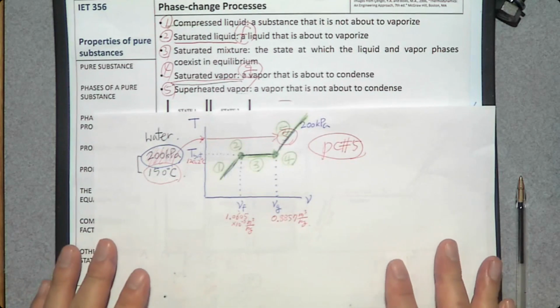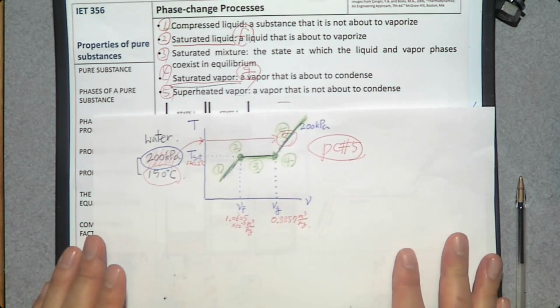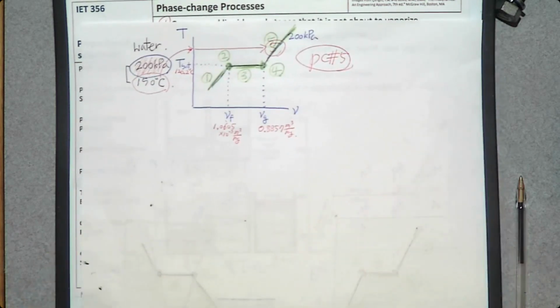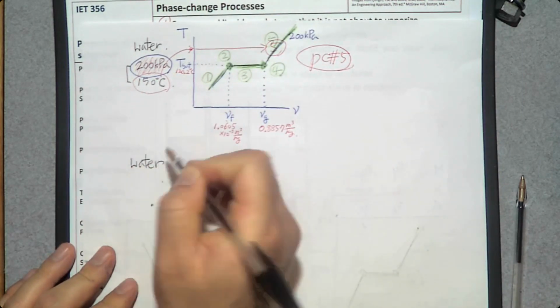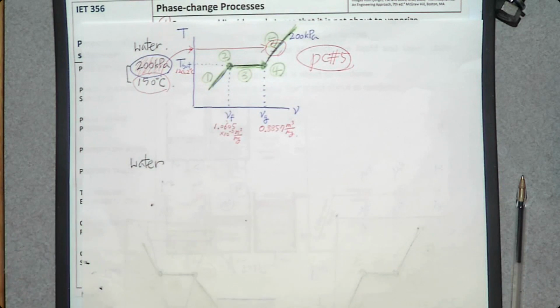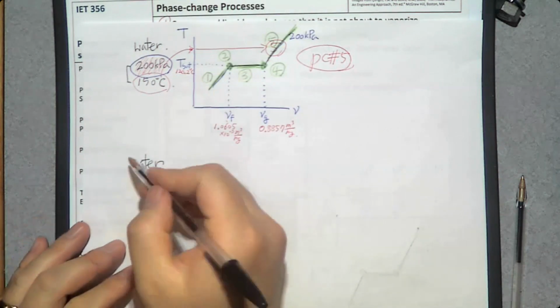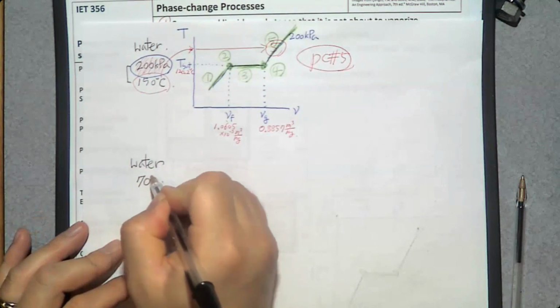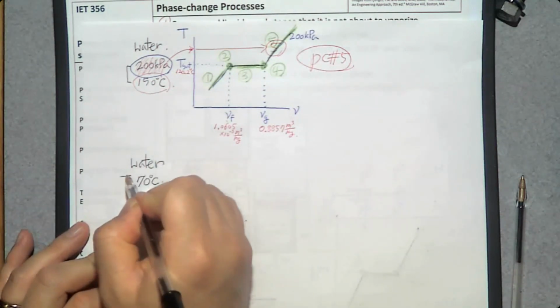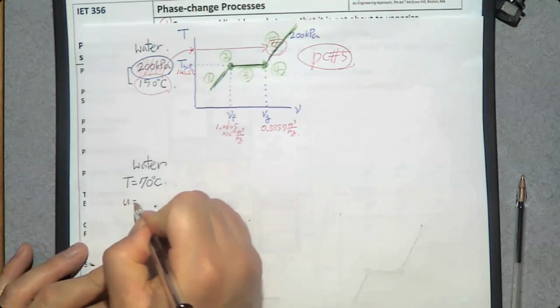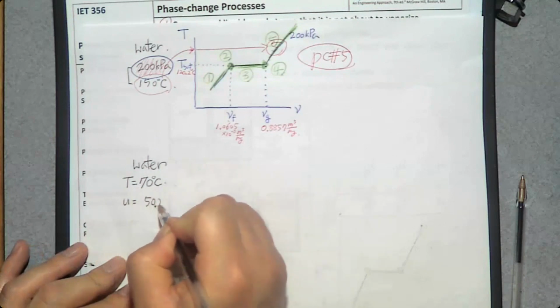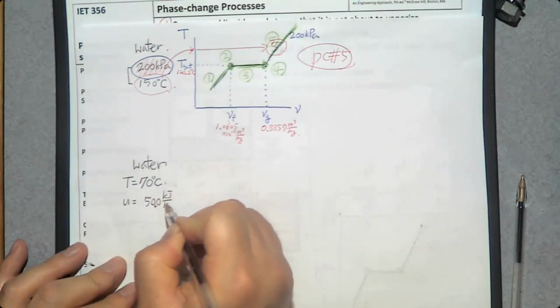Okay, one problem is not enough. So let's practice one more problem. Now we have water again. Knowing pressure is too simple. So let's say I know temperature this time. When I measure the temperature of the system, it was 70 degrees Celsius. And what else? I measured the specific internal energy, U. It was 500 kilojoules per kilogram.